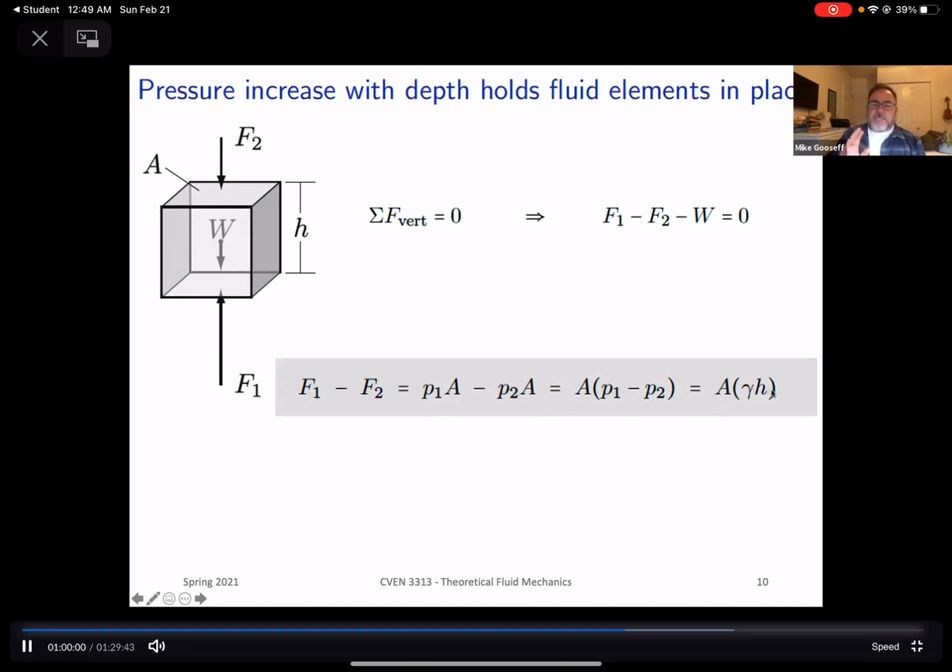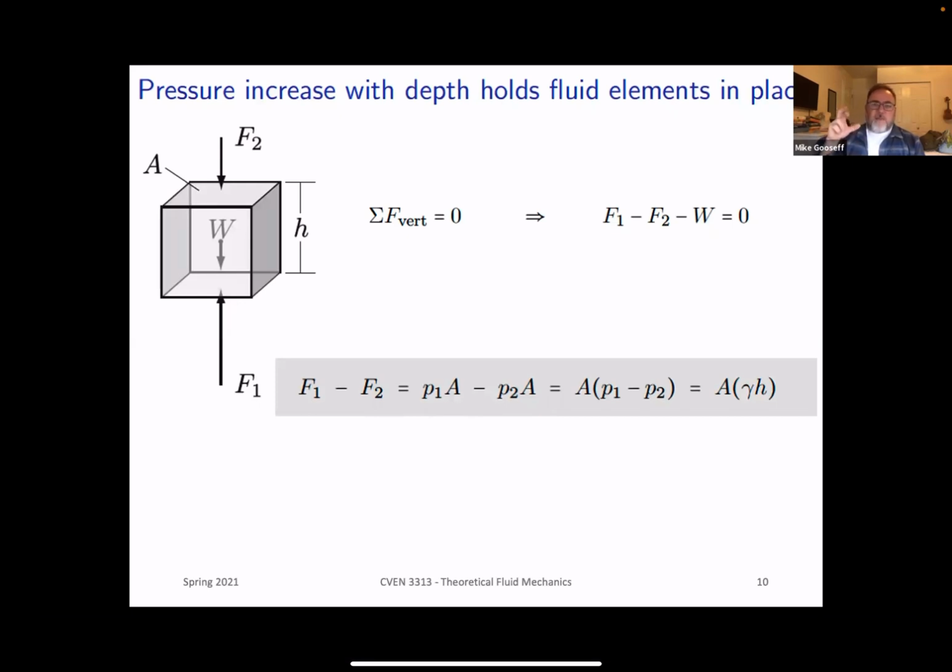H is simply the difference between the elevation of location number 1 and the elevation of location number 2. So H here is a thickness in this case, and it is the distance between these two faces. All right. Because of that, we have some pressure difference between point number 1 and point number 2, and we multiply by gamma, the specific weight, to get this difference in forces.